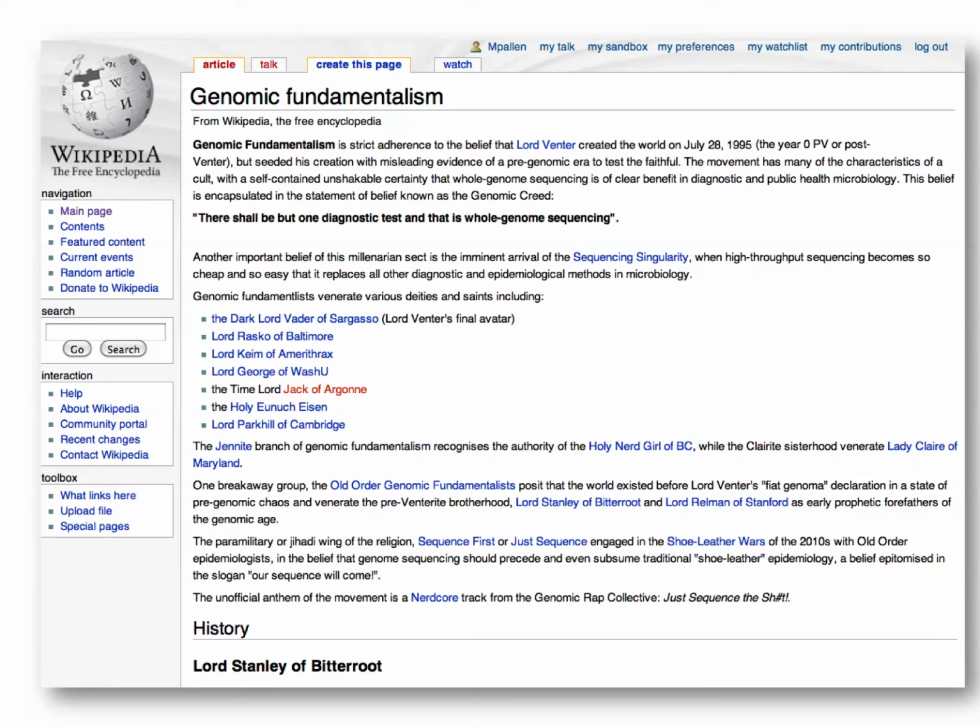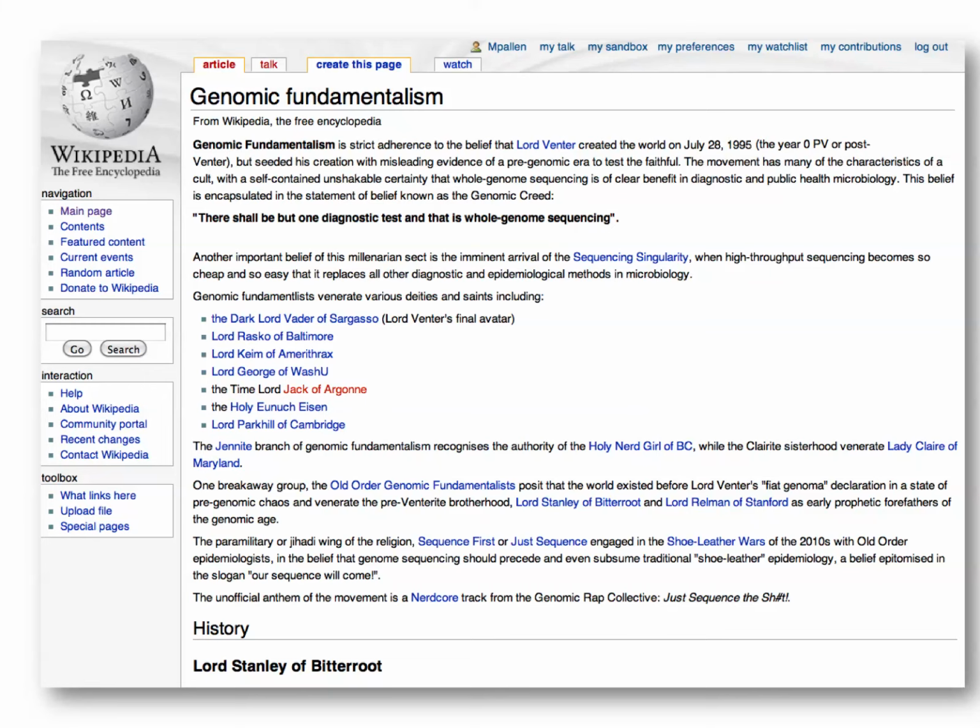We have a variety of saints here. We have Lord Rasko of Baltimore, Lord Keimer of Mary's-Rax, Lord George of WashU, the Holy Eunuch Ison, and we also have a group of old order genomic fundamentalists who venerate two saints who existed before Venter, Lord Stanley of Bitterroot and Lord Relman of Stanford as early prophetic forefathers. And our paramilitary or jihadi wing, or Sequence First or Just Sequence, have been engaged in the shoe leather wars, fighting shoe leather epidemiologists about which should come first, shoe leather or sequencing.